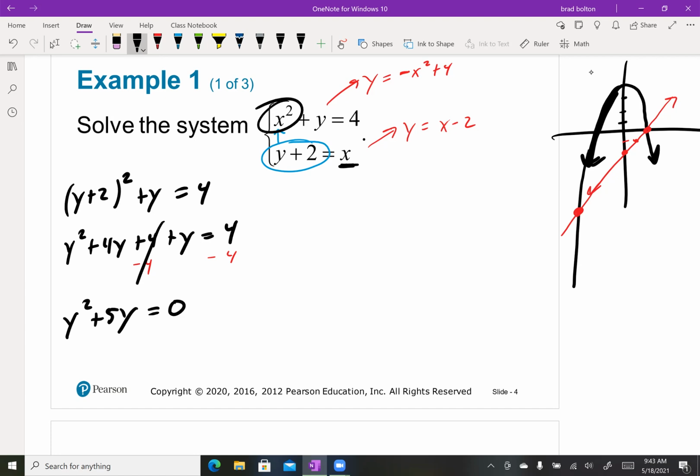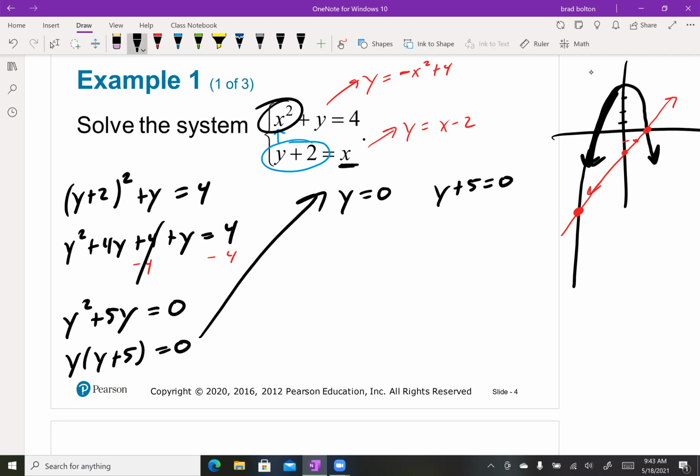Okay. So now I know that I can change this to y times y plus 5 by factoring out a y. And then over here, I'm going to set y equal to 0, and I'm going to set y plus 5 equal to 0. Okay, so now let's solve this real quick. So we have y equals -5. So y equals 0 and y equals -5 is our two solutions.